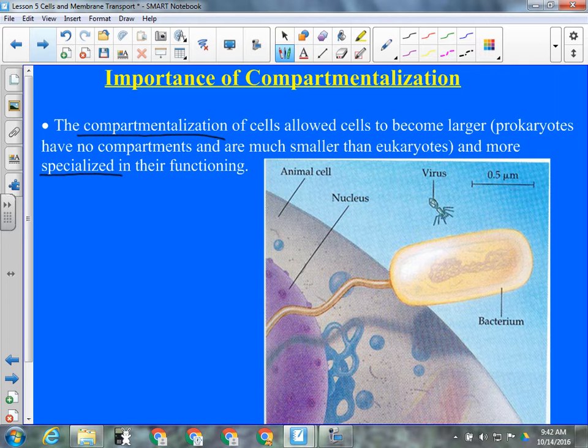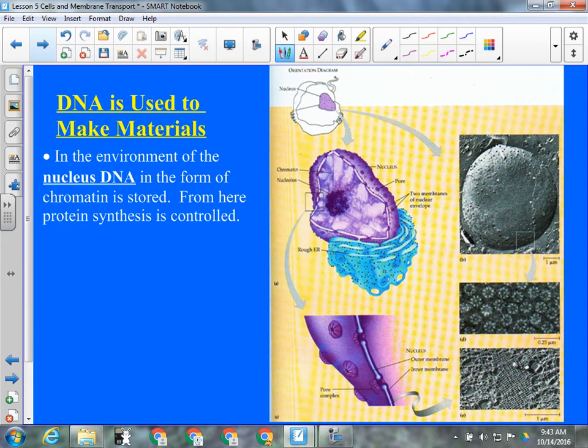This bar here represents half a micrometer. So you're looking at a bacterium who's maybe only a micrometer and a half in size, whereas the animal cell is probably 50 to 100 micrometers. Much, much bigger. And then your virus is obviously way smaller than that. Questions there on what compartmentalization is? Usually a multiple choice question on that on the test, so something to know.